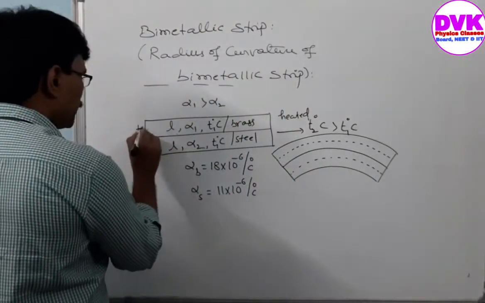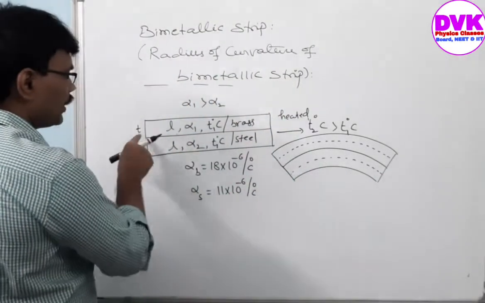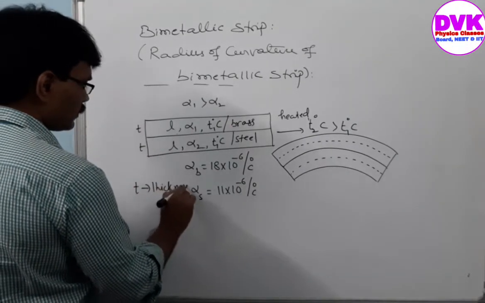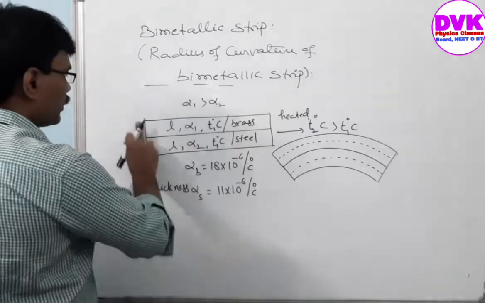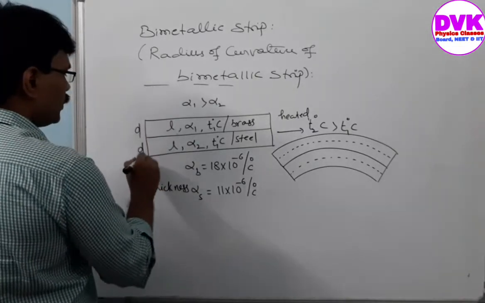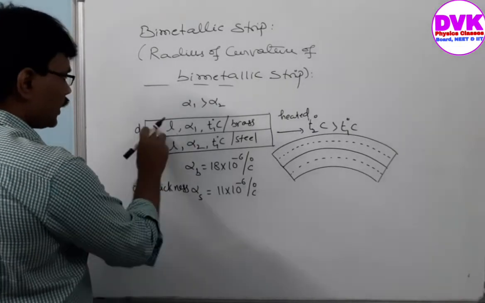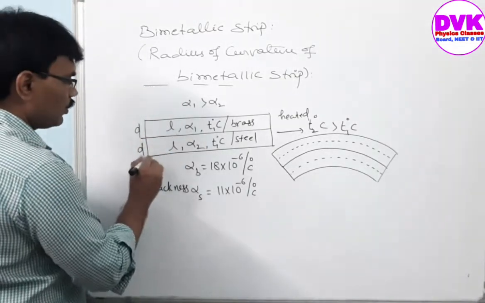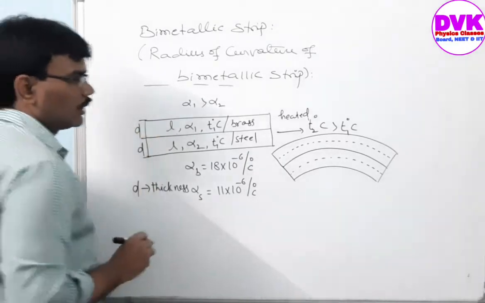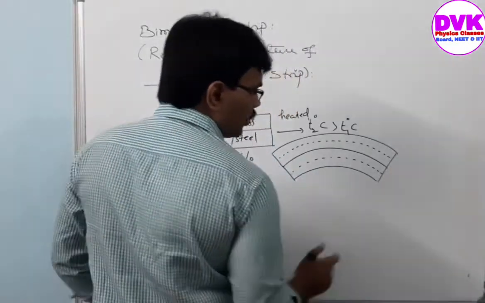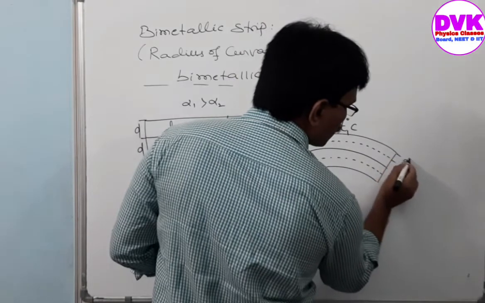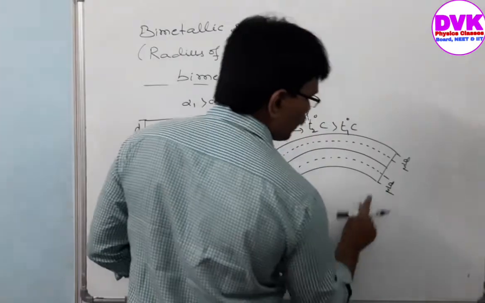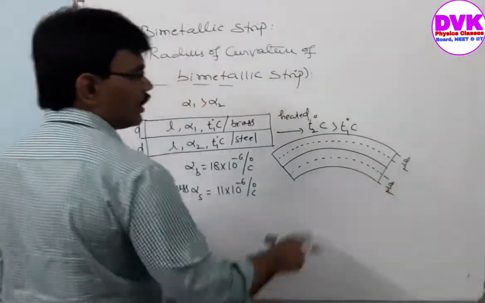Let t be the thickness of each metal in the strip. Since we are using T for temperature, take d as the thickness of each metal in the strip. From here to here it is d, and from here to here it is also d. Half of it is d by 2, and this is another d by 2. Similarly this one is d by 2 for each, because the total thickness of each metal is d.